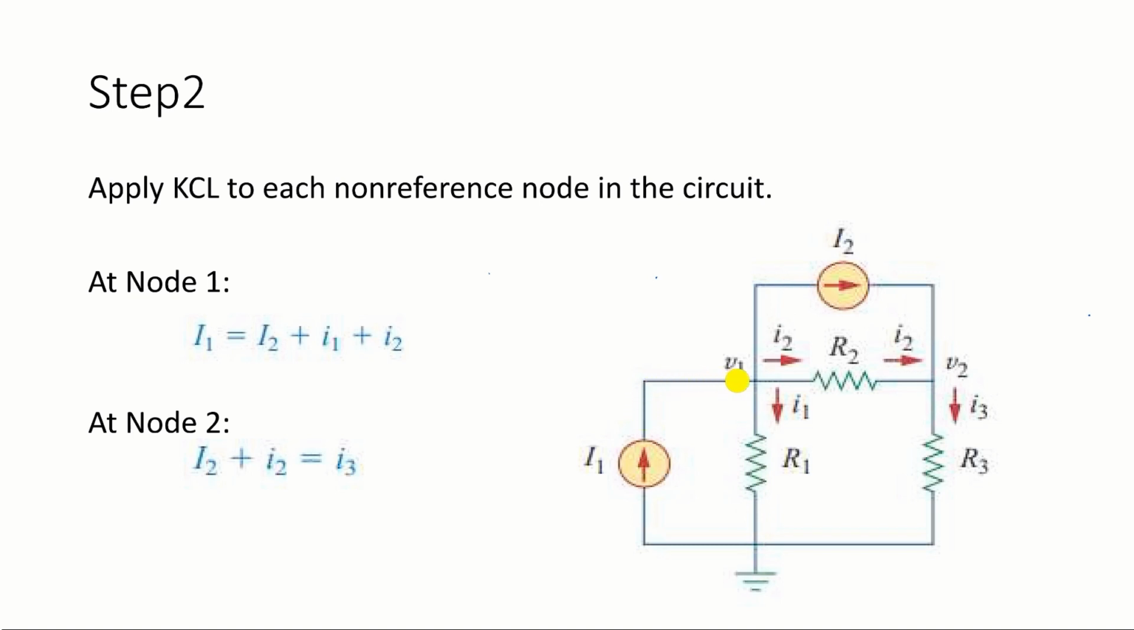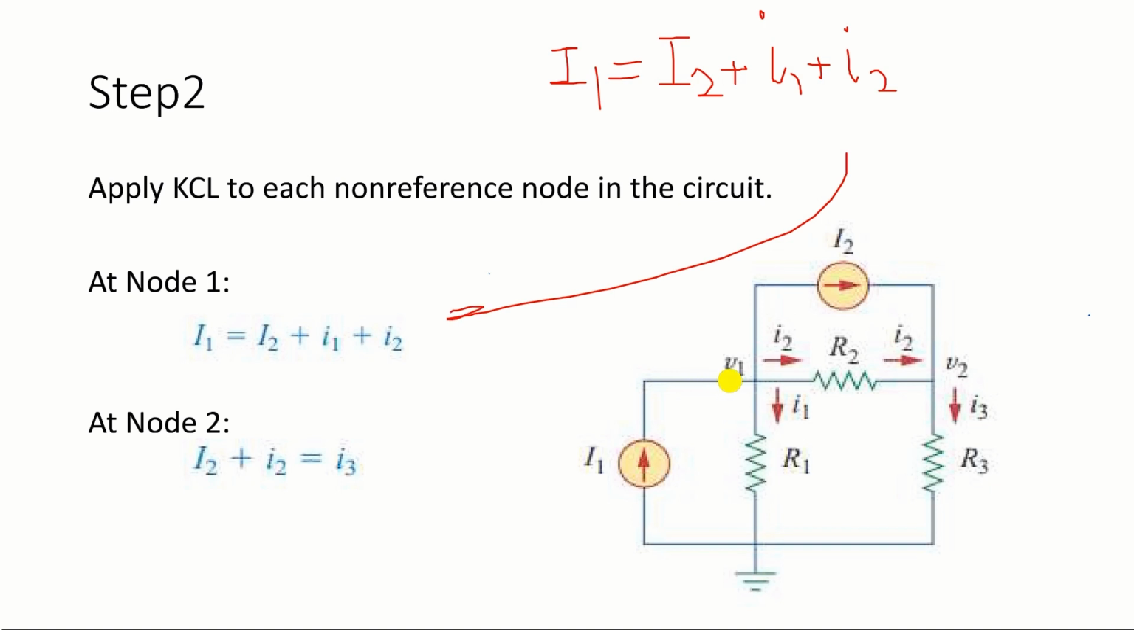So capital I1 is entering the circuit, so we can write it as capital I1, and the current that is leaving the circuit is capital I2, and small I1, and small I2. So we can write it as I1 is equal to capital I2 plus small I1 plus small I2. This equation is derived from KCL. At node 1, we applied KCL and we got this equation as a result.